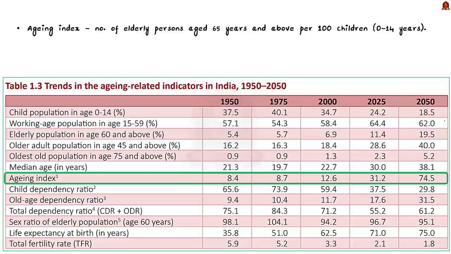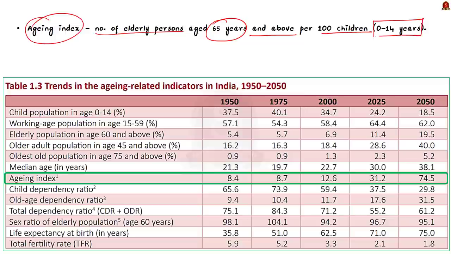And now let's see about the aging index. See, the aging index also does not hold any promises. The aging index refers to the number of elderly persons aged 65 years and above per 100 children. These are the children in the age group of 0 to 14 years. The aging index for India was 8.4 in 1950, and it is expected to increase to 74.5 by 2050. See the drastic difference. And this shows a rapid pace of aging.